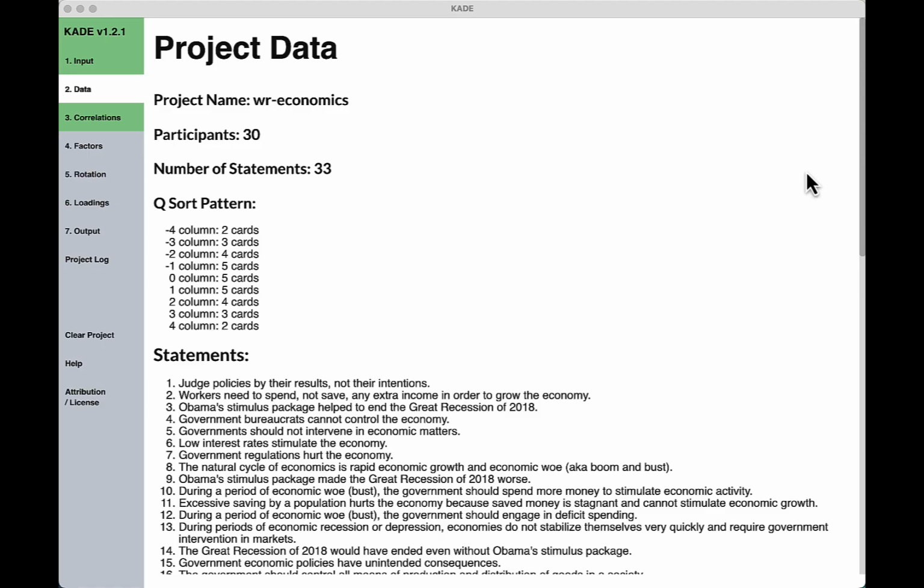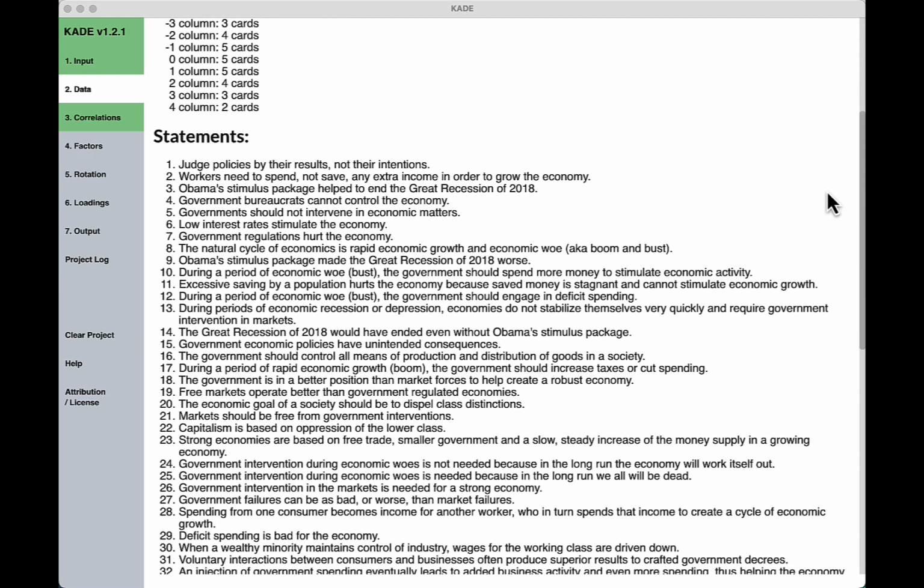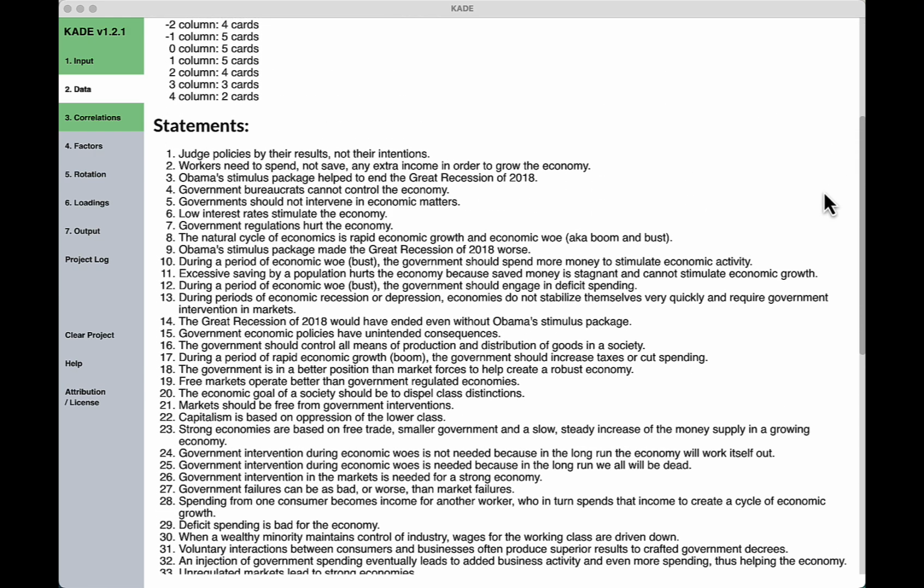In the remainder of this video, I'll demonstrate briefly an example of factor extraction using a Q-sort I did a while back on the topic of the role of government in American economics. And so here's an example of the Q set. You can read those if you want, if you're interested in the topic. Let's take a look at the correlations.